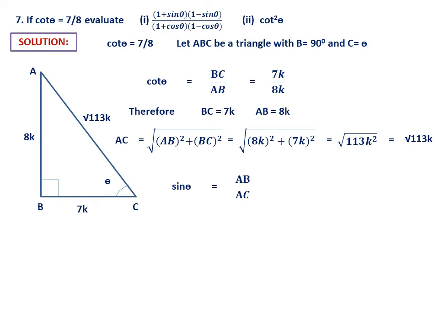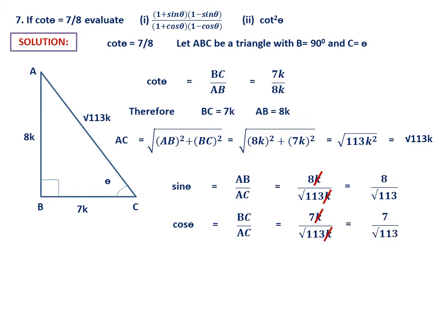Now find sin theta. Sin theta will be AB by AC. AB is the opposite side and AC is the hypotenuse. Substitute. So 8k by square root of 113k. K you can cancel. Therefore definitely it is 8 by square root of 113. Same way we have to find cos theta. Cos theta will be equal to BC, the adjacent side, by the hypotenuse. Once again it is 7k by square root of 113k. Cancelling k, we get 7 by square root of 113. So sin theta we have calculated. Cos theta also we have calculated. Now what you have to do?